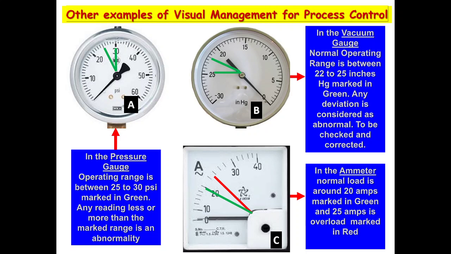Picture A, that is the pressure gauge. Assume the operating range is between 25 to 30 psi, marked with green lines. Any reading less or more than the marked range is an abnormality. Analyze for the root cause and rectify the abnormality. That is A.